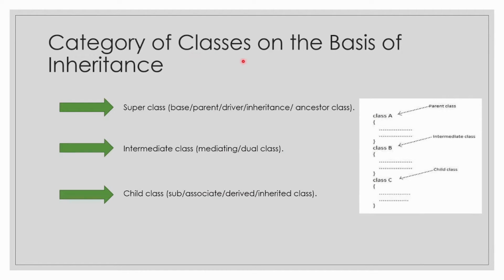So let's see the category of classes on the basis of inheritance. Basically there'll be a superclass, there'll be intermediate classes, there can be any number of intermediate classes, and there'll be a child class. The child class will be able to have the properties of all the classes like class B. It can be any other intermediate class. There can be n number of intermediate classes, and these classes will be able to inherit the properties of class A. This is the basic topology or basic outline of an inheritance.